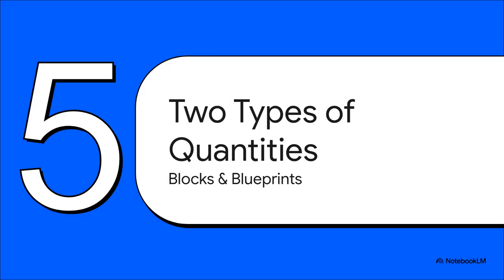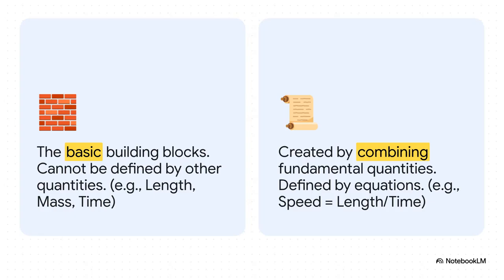All right, for our last piece of the puzzle, let's look at all these physical quantities we've been talking about. It turns out every single one falls into one of two very simple categories. Just think of them as building blocks, and the blueprints you make with those blocks. On one side, we have the fundamental quantities. These are our seven SI base units, the absolute basics, like length, mass, and time. You can think of them as our Lego bricks. You can't break them down any further.